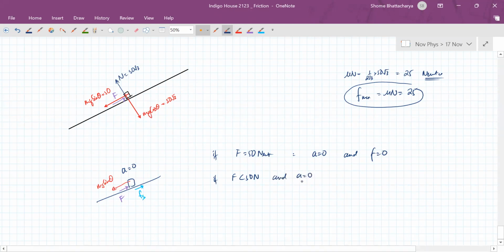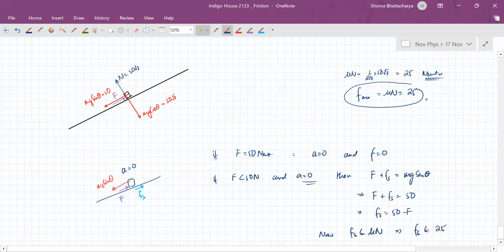And the acceleration of the block is 0. Then F plus static friction together are balancing mg sin theta. So F plus static friction is equal to 50. Now we know that static friction is less than or equal to mu N, so it's less than or equal to 25.